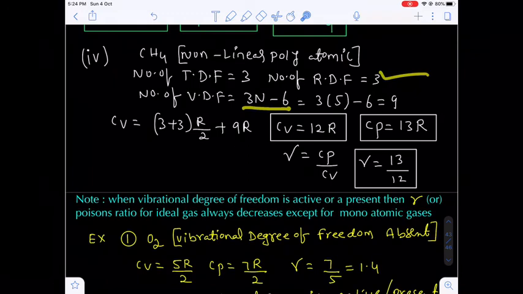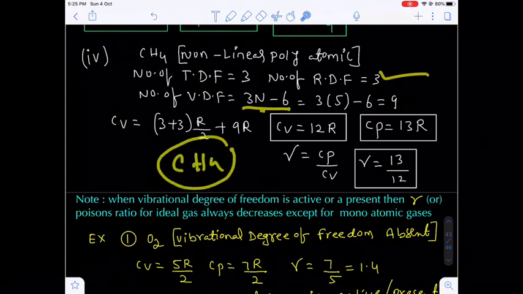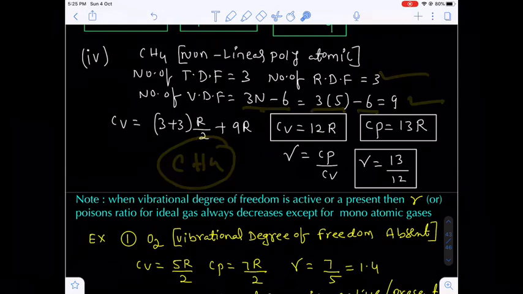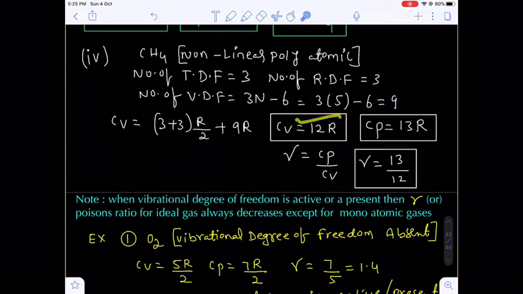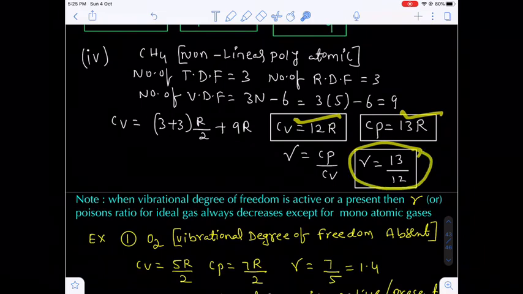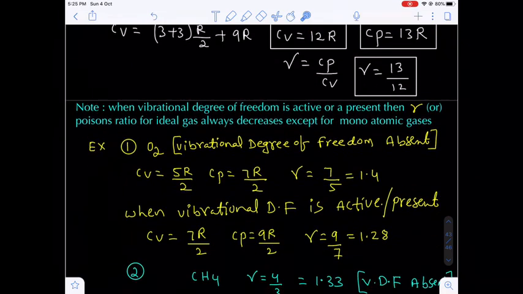N is the atomicity of methane, that is 4. 3 into 4, 12. 12 minus 6. Are 3 into atomicity here 5, because one carbon is there, 4 hydrogens are there. 3 into 5, that will be 15. 15 minus 6, that will be 9. So finally the CV value will be 12R, CP value 13R, and the gamma value will be CP by CV, 13 by 12.